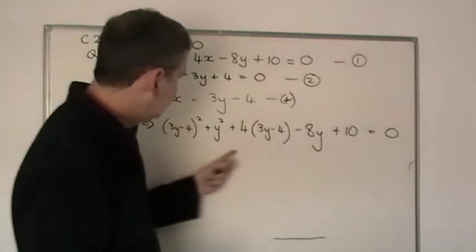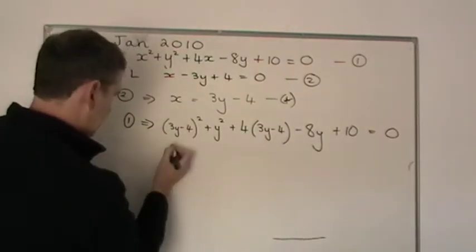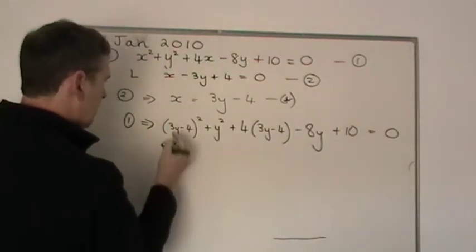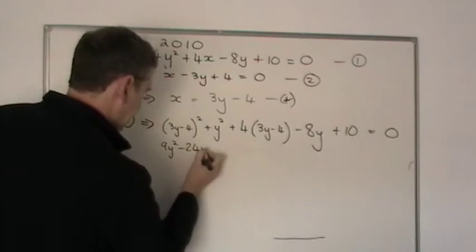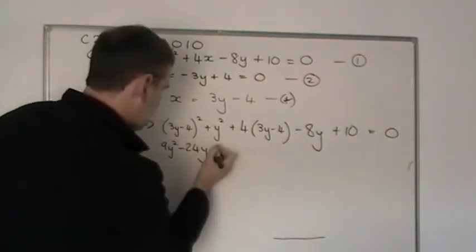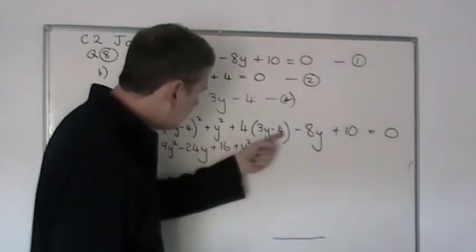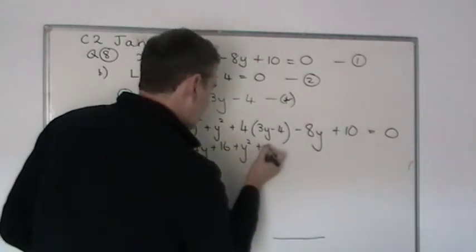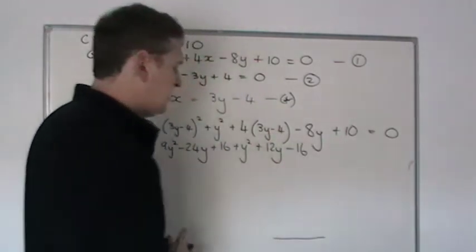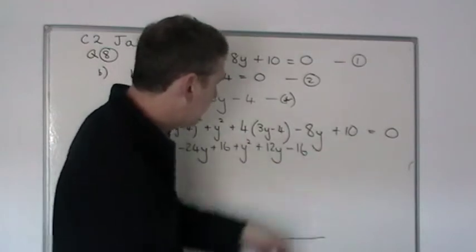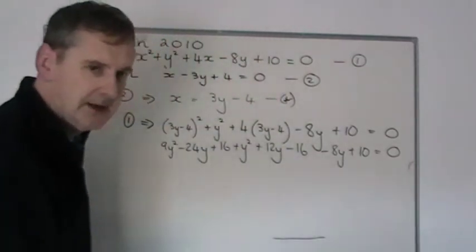To solve this, what you're going to have to do is expand these brackets out for this equation. So expanding this out, square the first, you're going to get 9y squared. Multiply the two together, you get minus 12y. Double that, you get minus 24y. Square the minus 4, you get plus 16. You've still got the plus y squared, that hasn't moved anywhere. Expand this bracket out. Plus 4 times 3y, you get plus 12y. Plus 4 times minus 4, you get minus 16. Minus 8y plus 10 remain in their current positions. Equals 0 stays the same.